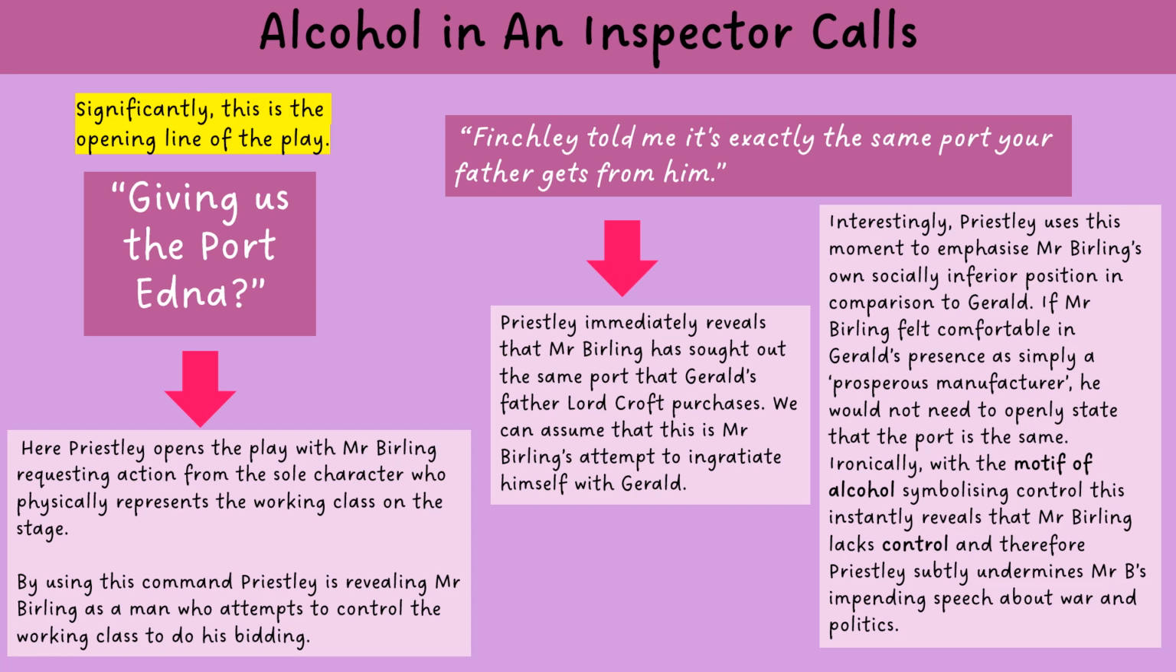What Priestley is doing here is opening the play with Mr. Birling making a request from the only character who physically represents the working class on stage. So we can see the dynamic between Mr. Birling, who is in charge, in power, a prosperous manufacturer, organising and commanding from the working class who are expected to serve those with more wealth. By using this command, Priestley is revealing Mr. Birling as a man who attempts to control the working class to do his bidding, and we see that through Edna.